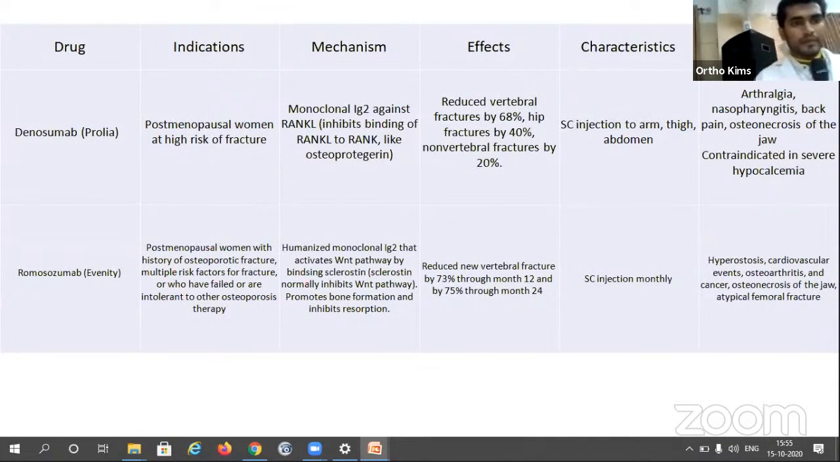Coming to denosumab, that is Prolia, it's indicated mainly in postmenopausal women at risk of fracture. Its mechanism of action is monoclonal IgG.